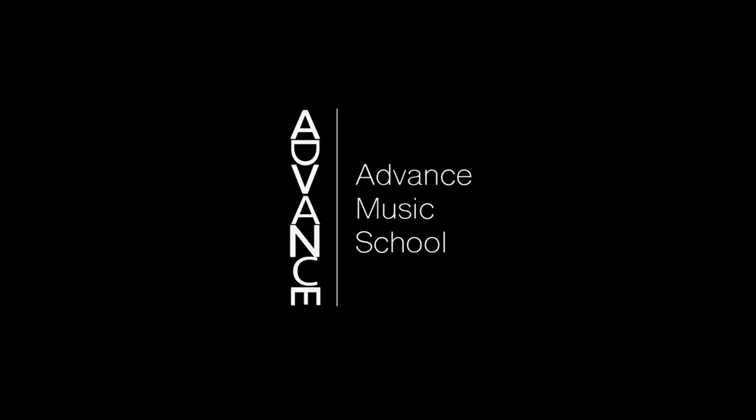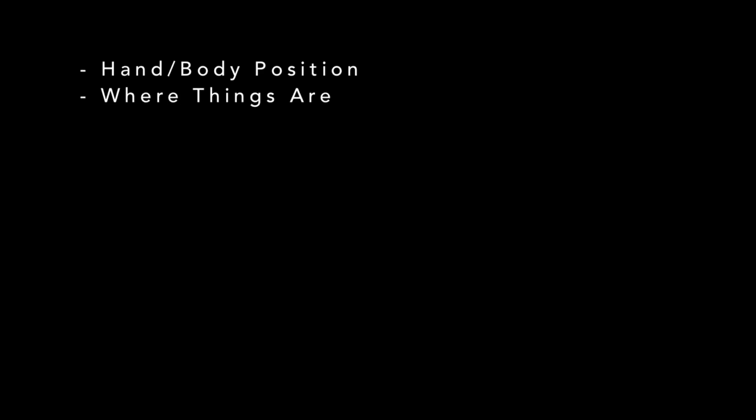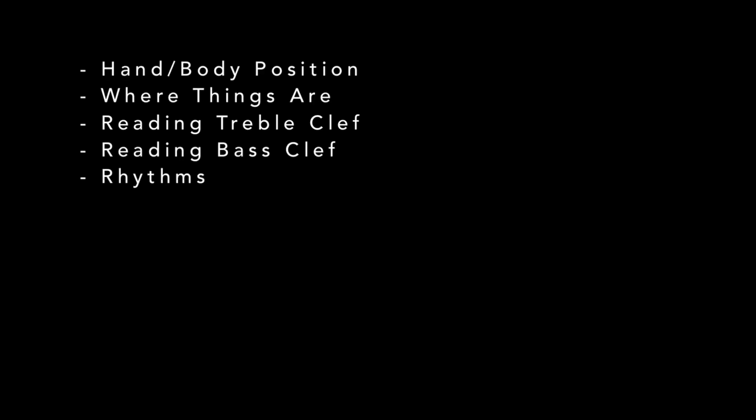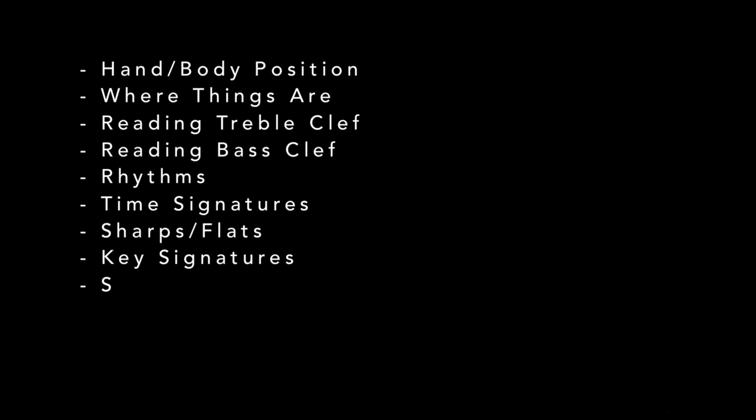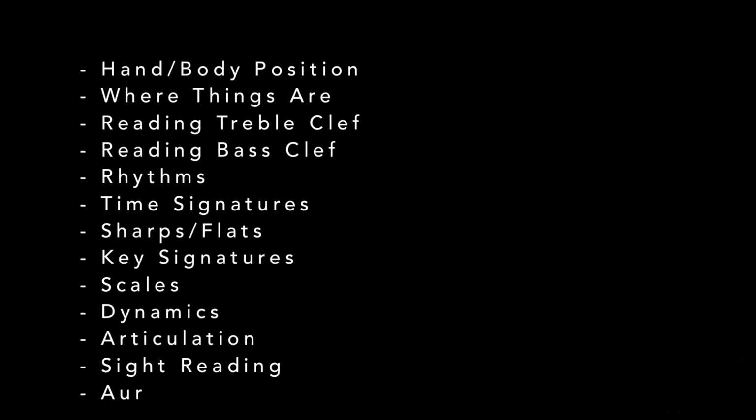My name's Matt. This is Lesson 9 and the final lesson in our first online series, helping you to understand and achieve Grade 1 on the piano. In this series, we have looked at hand and body position, where things are on the piano, reading treble clef, reading bass clef, reading rhythms, time signatures, sharps and flats, key signatures, scales, dynamics, articulation, sight reading, and aural skills.